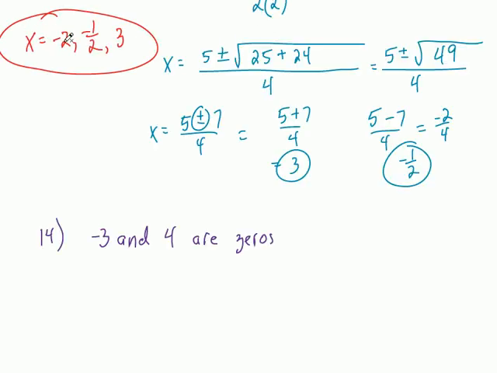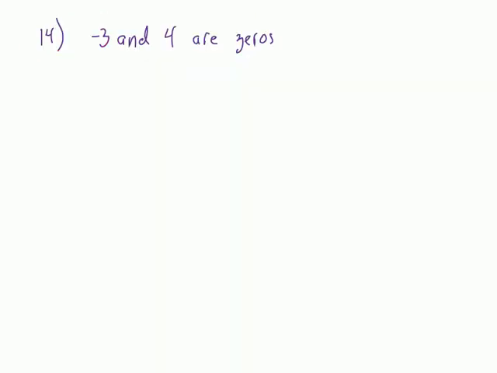All right, so we're doing number 14 from problem set 14. And it says if negative 3 and 4 are both zeros, okay, so these are zeros of the function. What did we just spend all that time doing? Finding out what the zeros were, right? This time they tell you what the zeros are, and you've got to come up with the equation, basically, or the function, whatever you want to call it. So basically it's like this.